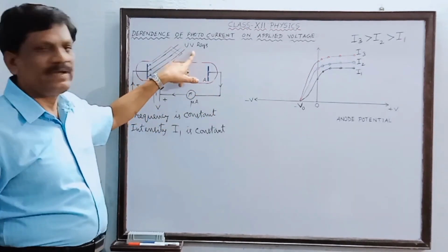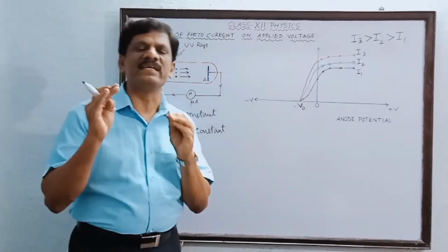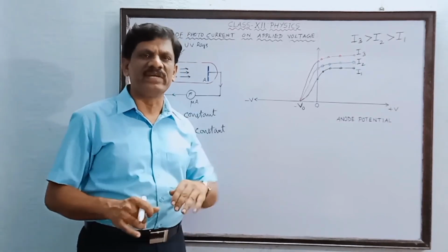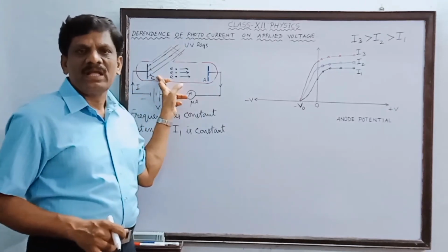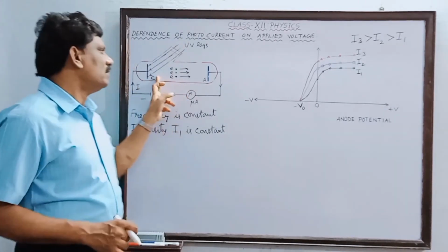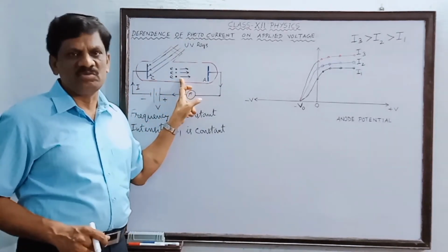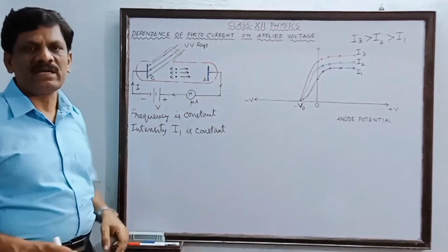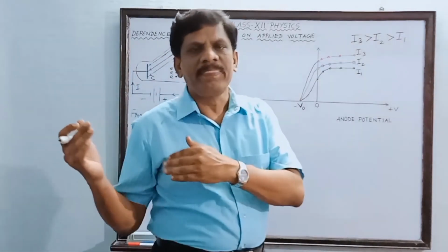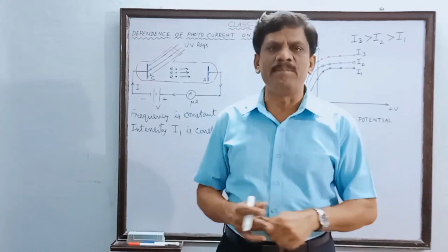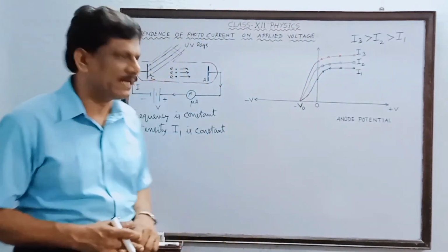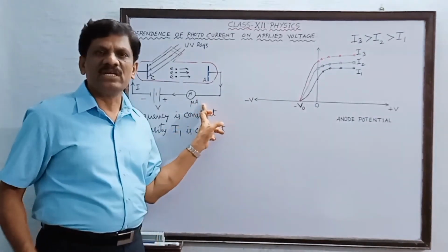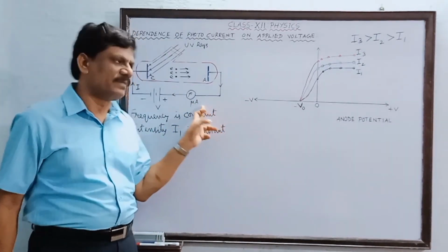When ultraviolet radiations of a certain minimum frequency called threshold frequency, and above, are incident on the emitter cathode plate, photoelectrons will be emitted as usual. Since these electrons are negatively charged, they will be attracted towards the positive potential of the anode, and they constitute a photoelectric current that can be measured by the microampere meter.